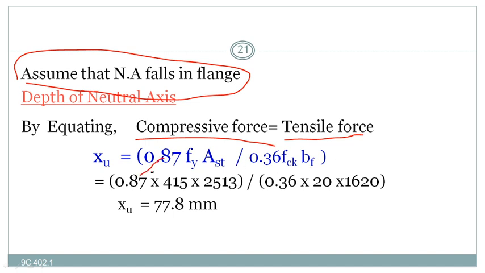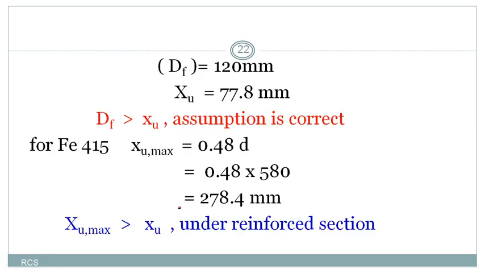Now this is 0.87, Fy is 415, Ast is 2513, and this 0.36, fck is 20, and bf is, now we have calculated, 1620. Then the xu value will be 77.8 mm. Now we have to compare whether it actually falls in the flange region or the web region.